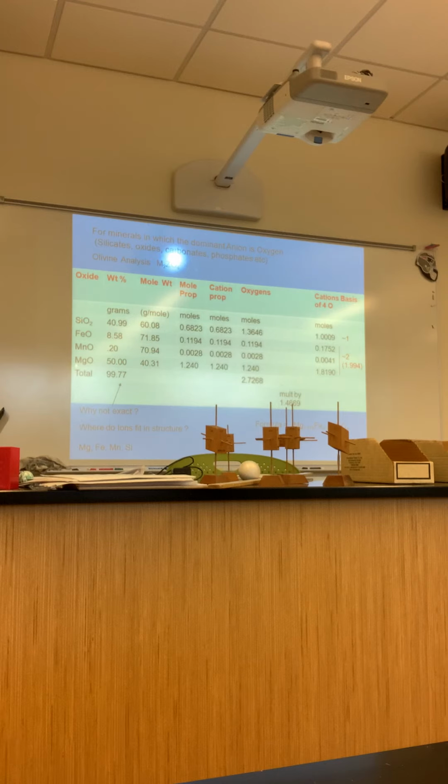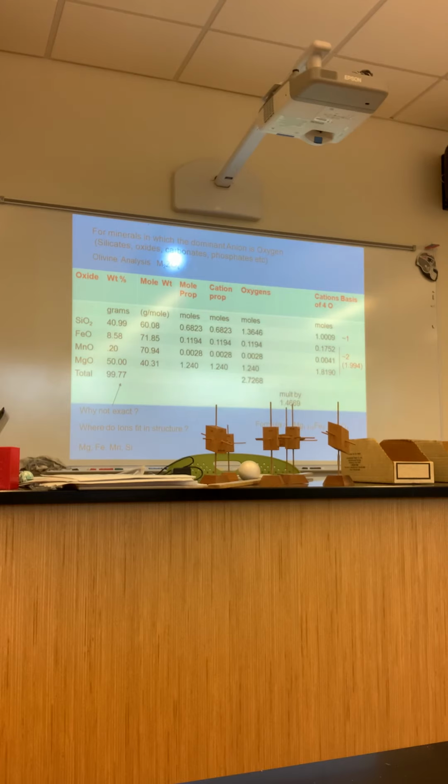The others are all about the same size. They like octahedral coordination because of their size relative to oxygen. The radius ratio would tell us that they like to be in that spot. So these three end up going in the M site. We've gone through the calculations then.